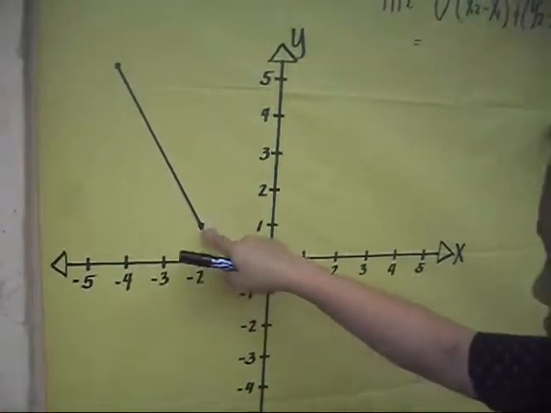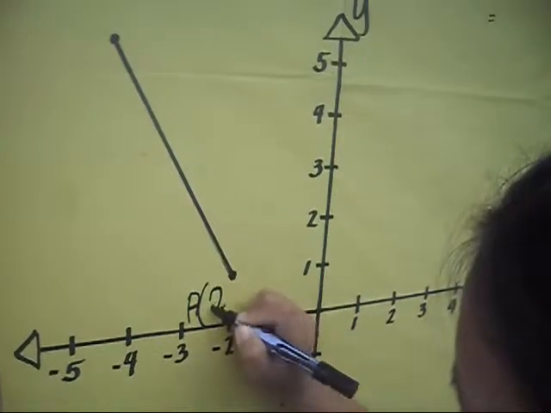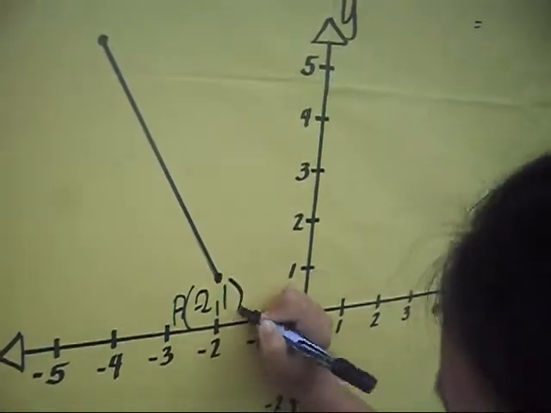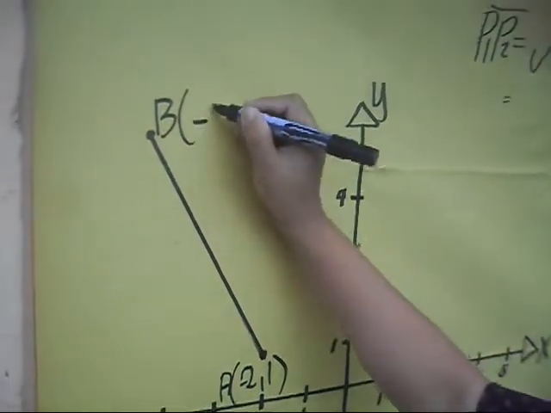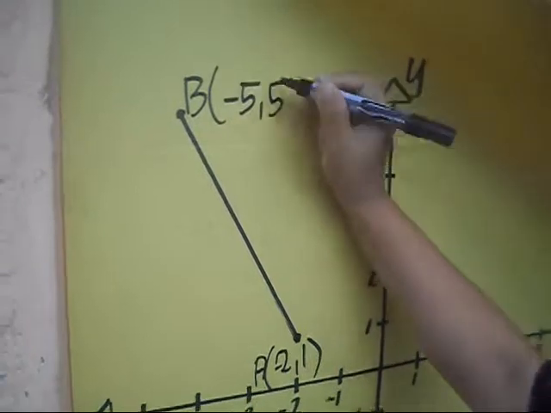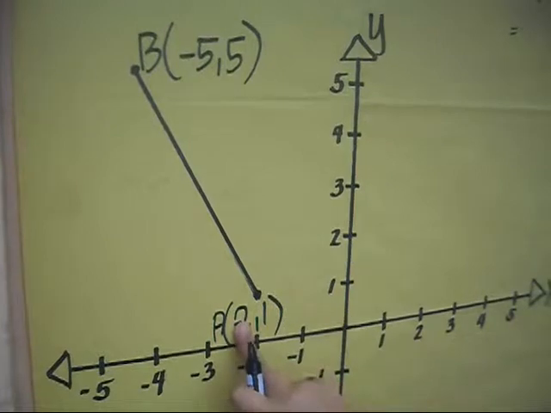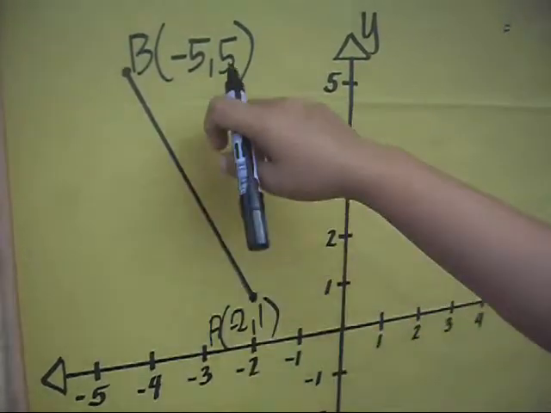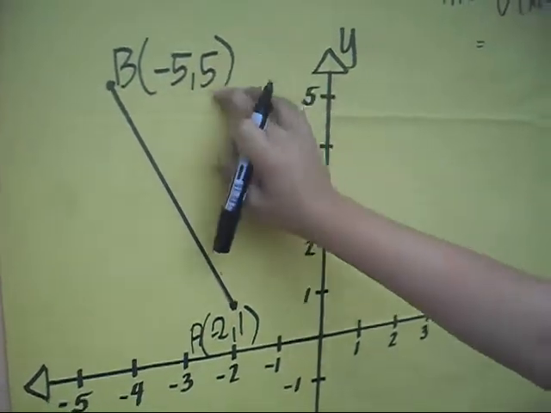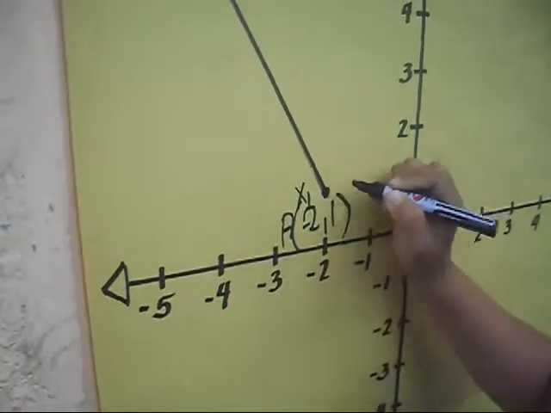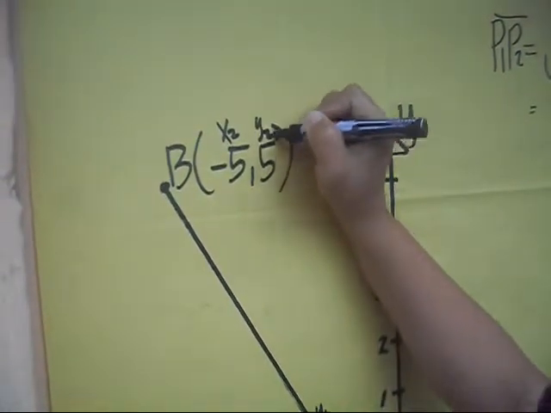Then, this point is the A with the coordinates of negative 2, 1. And this is the B with the coordinates of negative 5 and 5. And this is the x sub 1 and y sub 1, and this negative 5 is the x sub 2, and this 5 is the y sub 2. The x sub 1 and y sub 1, and the x sub 2 and y sub 2.